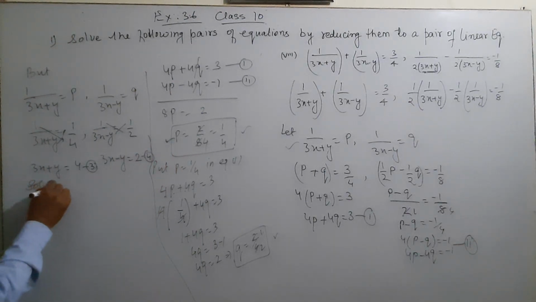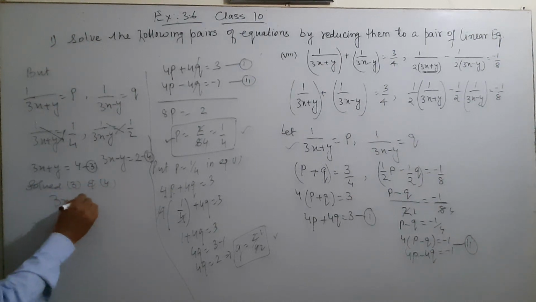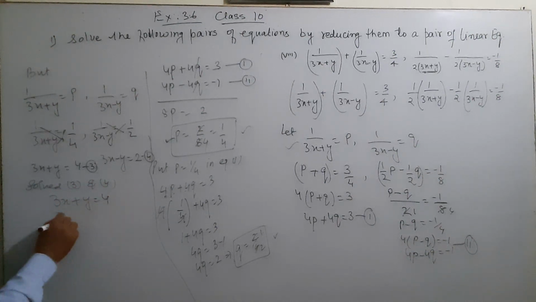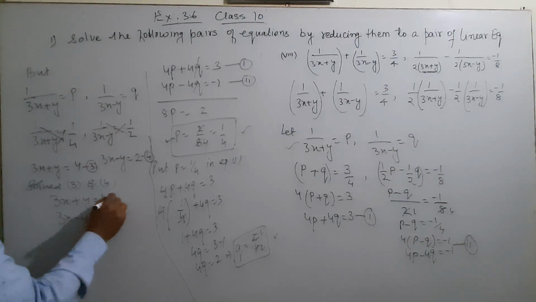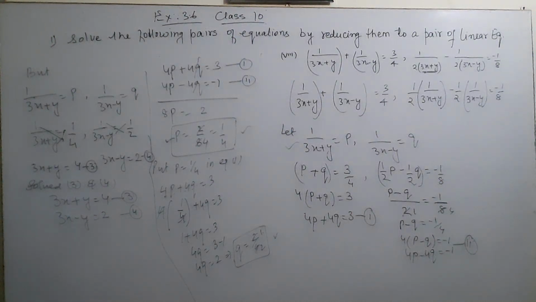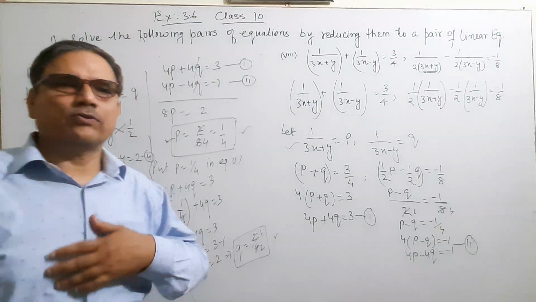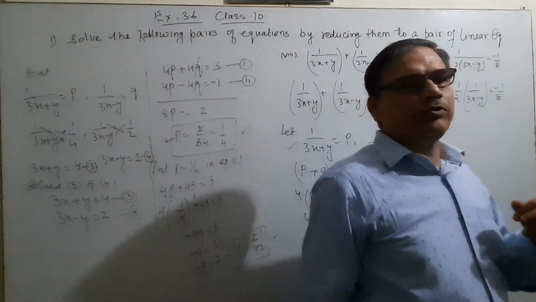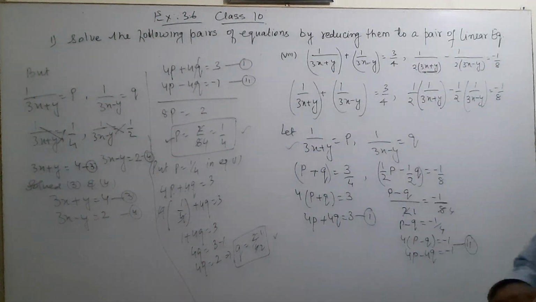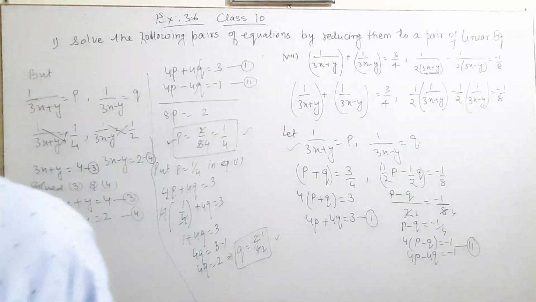Solve third and 4. What is the third equation? 3x plus y is equal to 4. 3x minus y is equal to 2. This is the third equation and this is the 4. You have to find the answer yourself and check it. This way we can solve this type of question. You have to practice these questions as much as you can. If you can solve such questions, similar to question number 7 also, part 7, it will be better for you. Note it down and try to solve further.